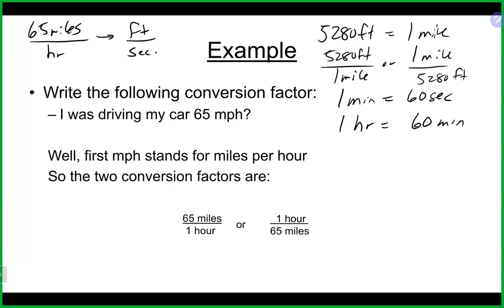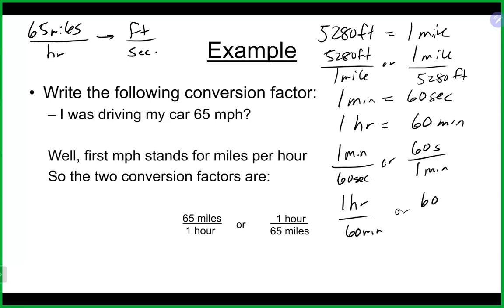Obviously, each of these will give us some conversion factors that we could use. Obviously, here, 1 minute over 60 seconds, or 60 seconds over 1 minute, and then our 1 hour over 60 minutes, or 60 minutes over 1 hour. So these are all the conversion factors there on the right that go with our equalities.